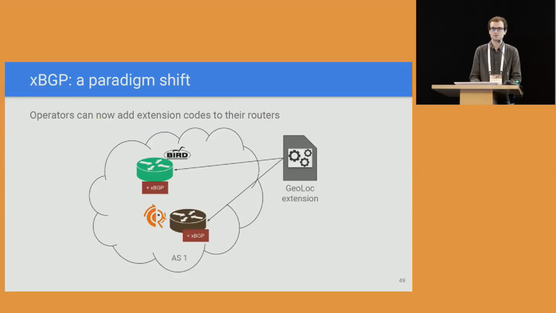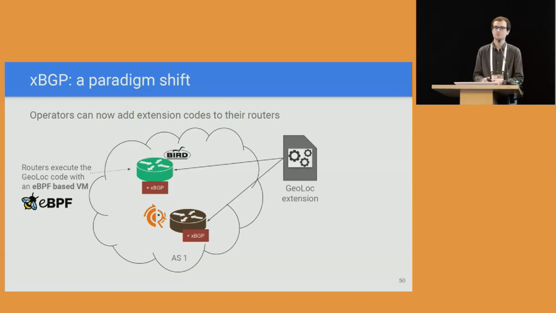Okay, so thanks to that, you only have to implement the geographical location extension once, then it will be executed on every implementation of BGP, or at least those that are xBGP compatible. And we successfully managed to modify BIRD and FRRouting to add our xBGP layer so that the eBPF virtual machine can execute any plugin that the operator can provide.